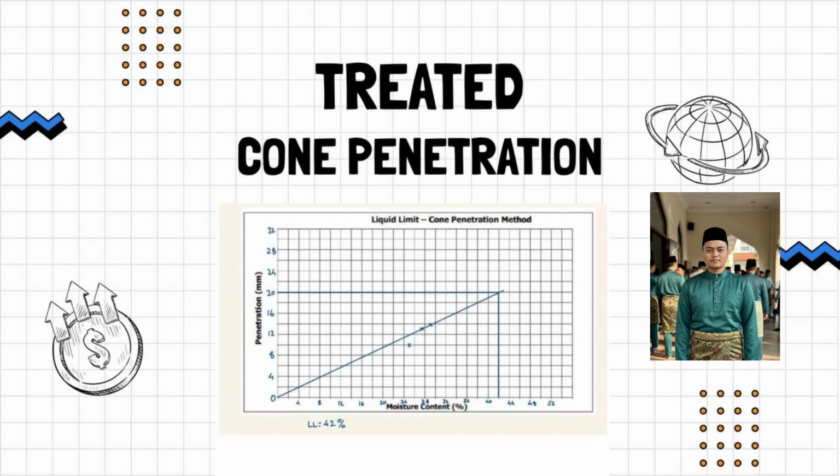This is the graph of the treated cone penetration test. The moisture content values obtained are 25.22%, 27.92%, and 29%. For penetration, the values are 10.0 mm, 13.0 mm, and 13.8 mm. After plotting using this information, the liquid limit value obtained is also 42%.